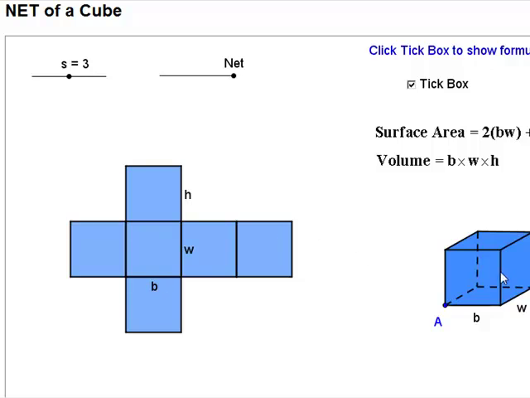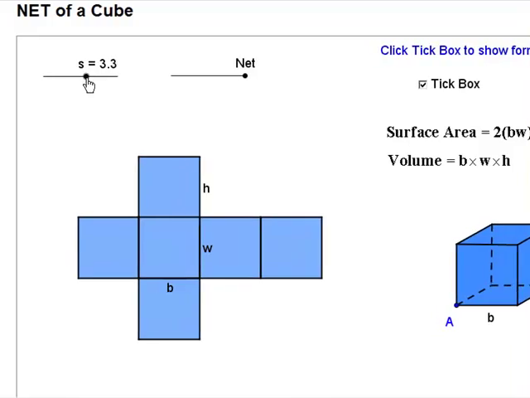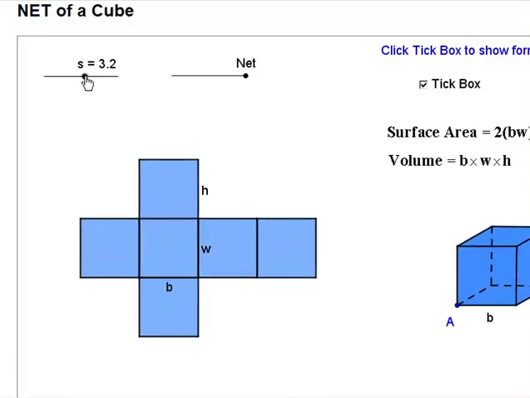So as we've just seen, we have the net of a cube there on the left, and you can see what happens to the net when you adjust the sides of the cube and so on.